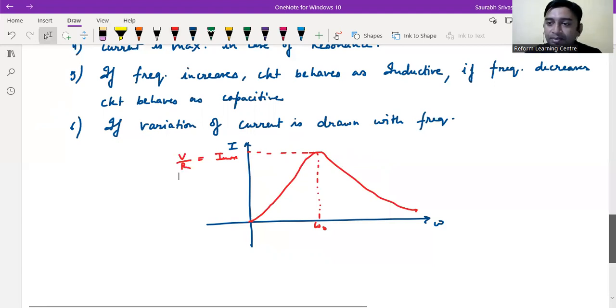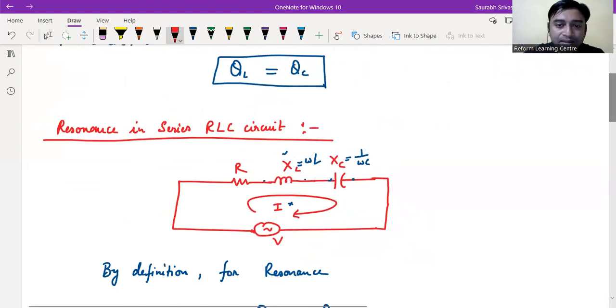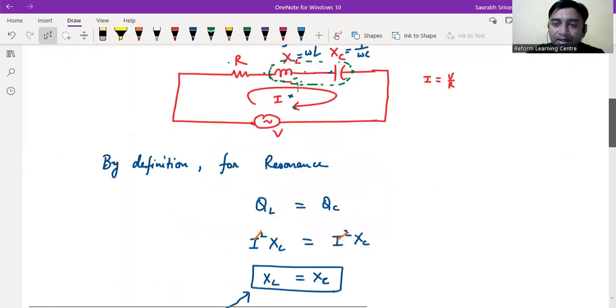Let's see what is property of circuit. At resonance, I is equal to V upon R. That means ये inductor and capacitor, they are producing no hindrance in circuit. I is just controlled by R. That means the combination of inductor and capacitor behaves as short circuit in case of resonance, and other than resonance frequency it will behave as inductive or capacitive circuit.